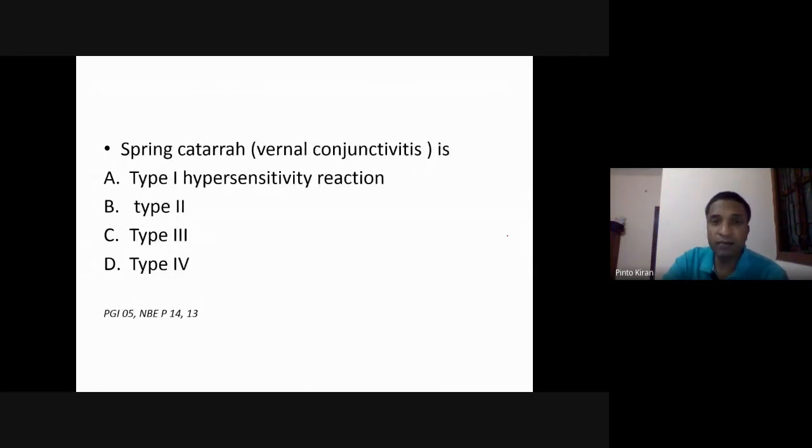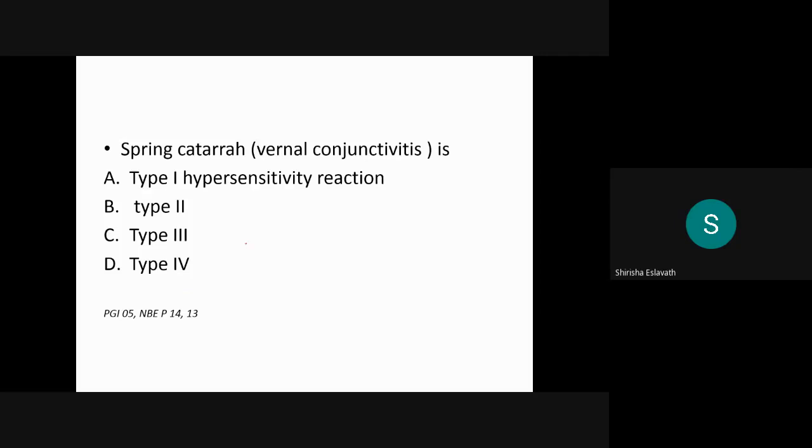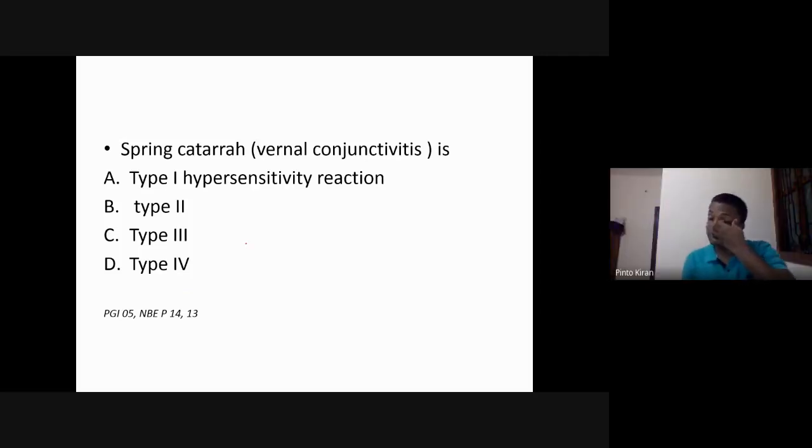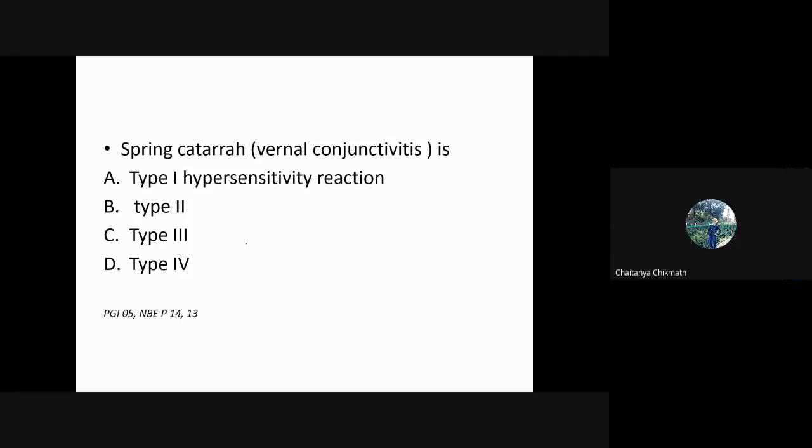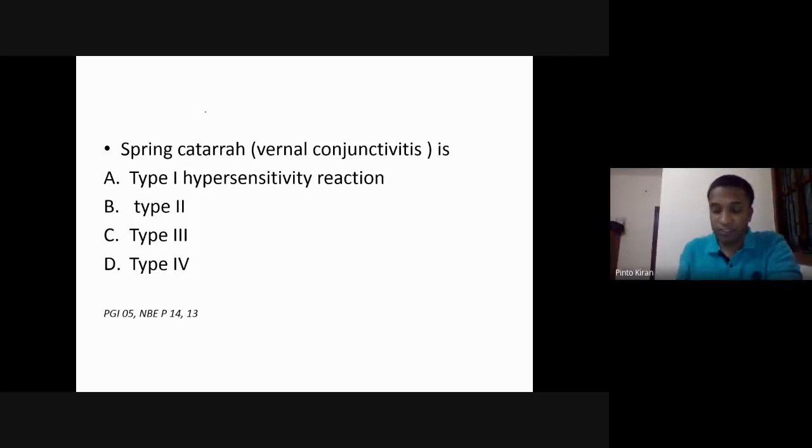Spring catarrh or vernal conjunctivitis is a type 1 hypersensitivity reaction, type 2, type 3, or type 4. What is the option? Type 4? Type 1, sir. Type 1. See, you need to understand. Type 1 is IgE mediated. Just now I explained you, right? Or an anaphylactic reaction.